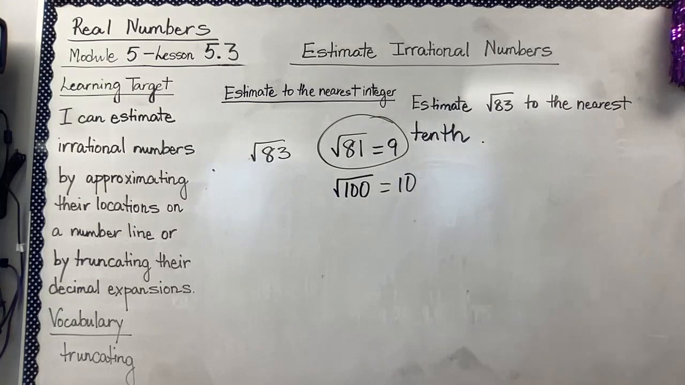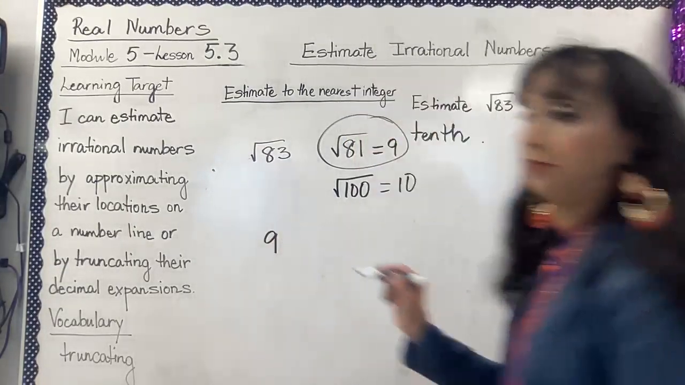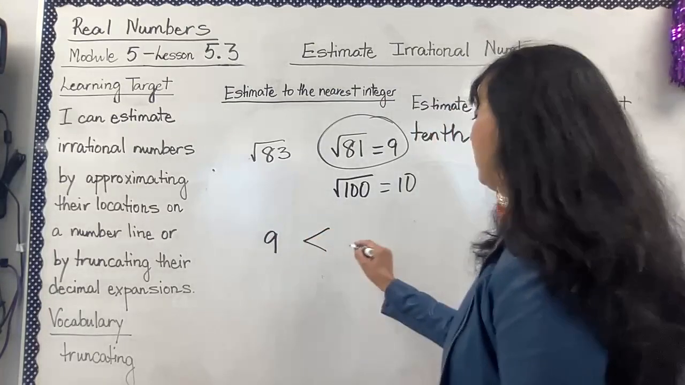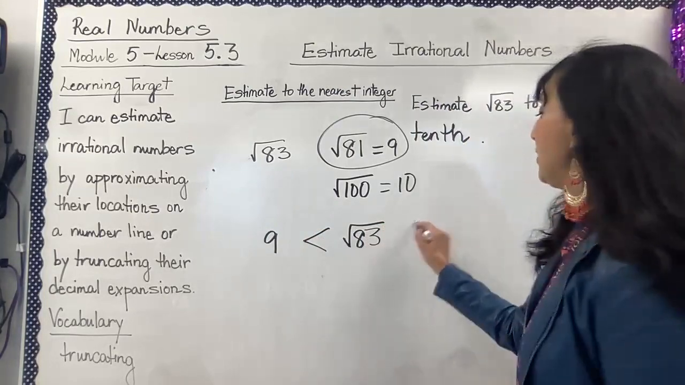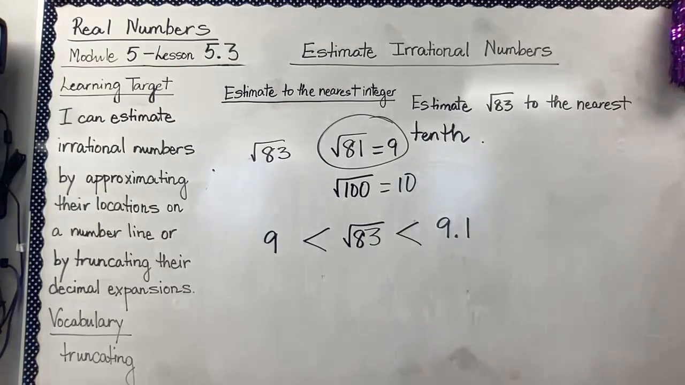So what we're going to do is test intervals which are close to 9. We're going to start with the interval between 9 and 9 and 1/10. So we're going to take 9 less than the square root of 83, which is less than 9 and 1/10. Because now we're going to write an inequality.